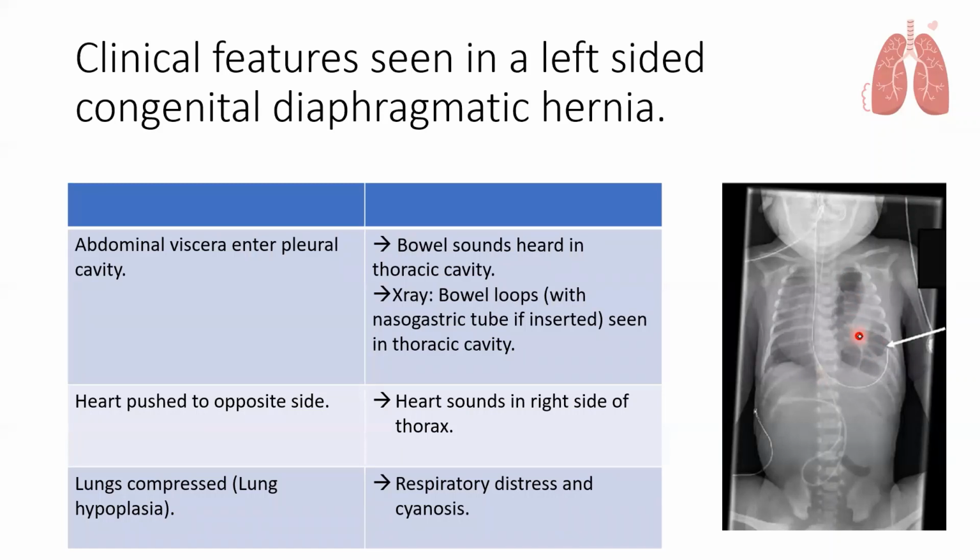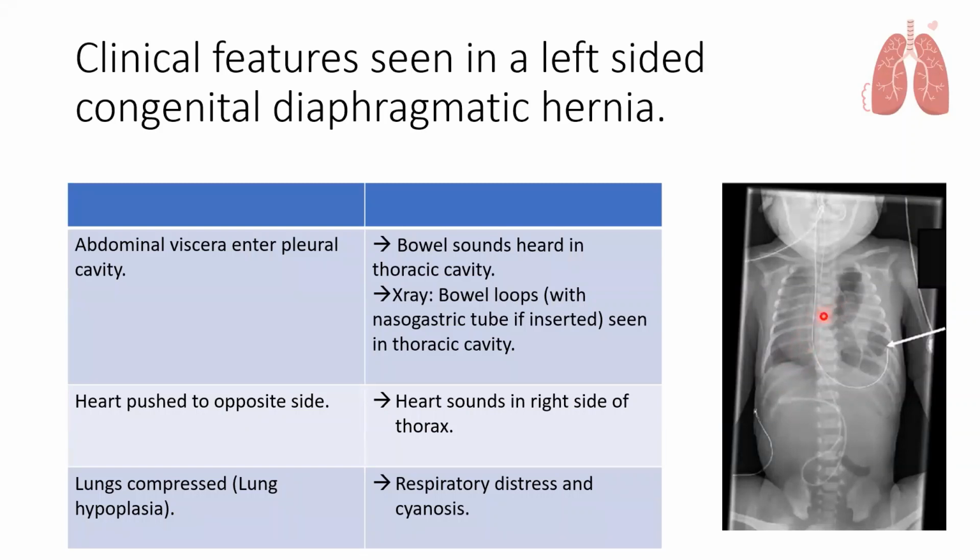And when you keep a stethoscope on the chest, you can hear bowel sounds, right? If you insert an NG tube, this NG tube can be seen in the thoracic cavity. So this is how usually these patients are diagnosed, by inserting an NG tube and taking an X-ray. And as the bowel enters the thoracic cavity, the contents of the thoracic cavity are pushed to the other side. So the heart is pushed to the right side, and therefore you can hear heart sounds on the right side of the thorax.